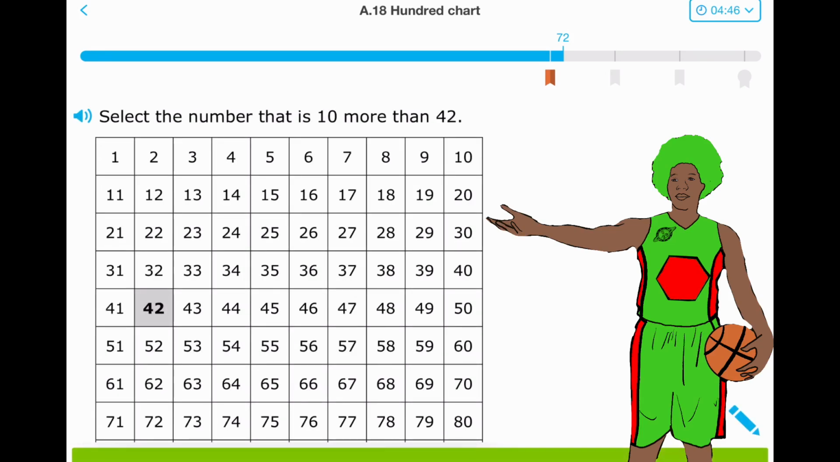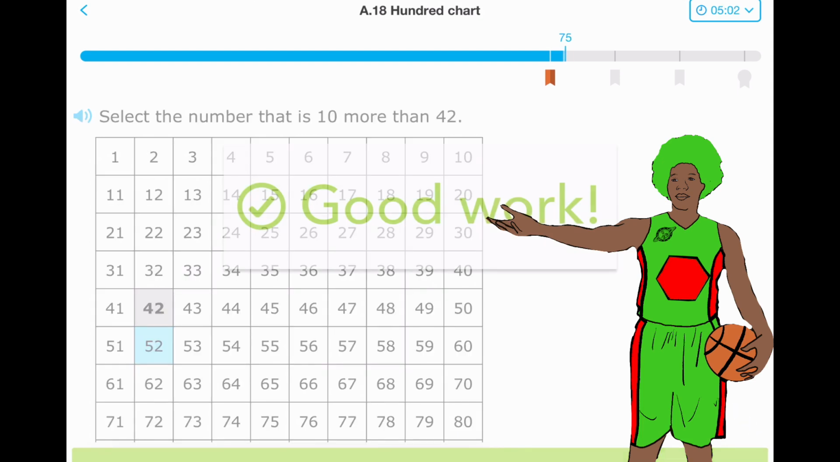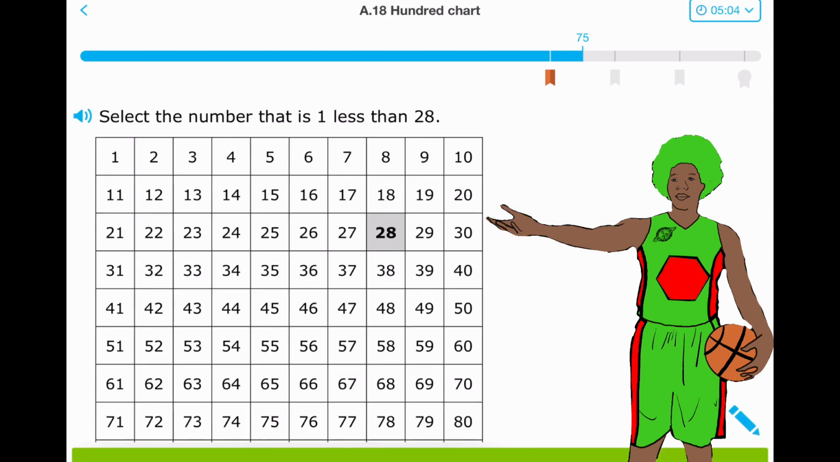Same exact process here. I want you to pause the video and see if you can figure this one out. If you have a whiteboard, you can either write the number down that you think it is, or you can just point to the screen. Okay, if you said 52, then you are correct if you went down one.